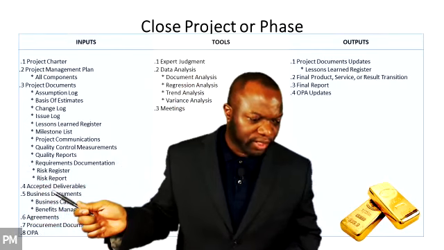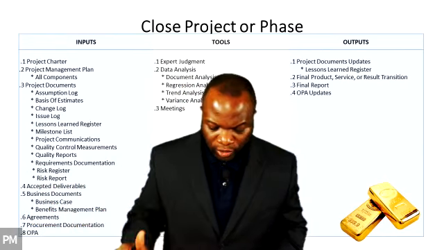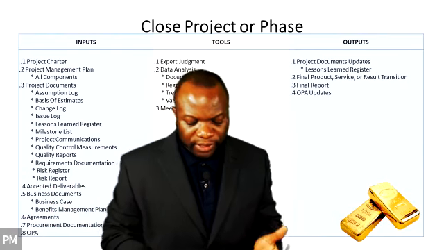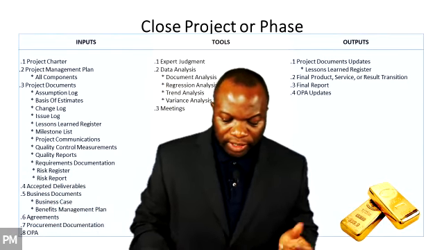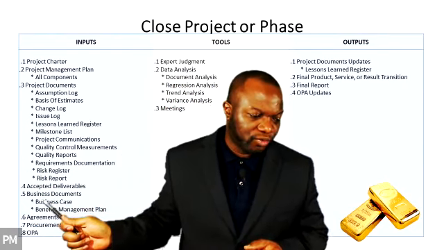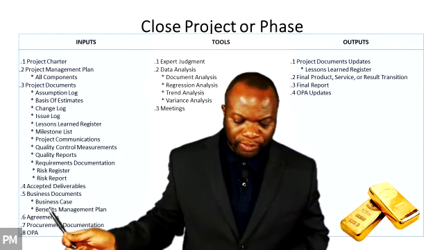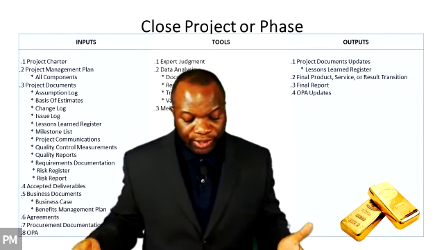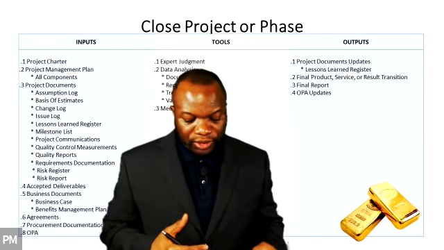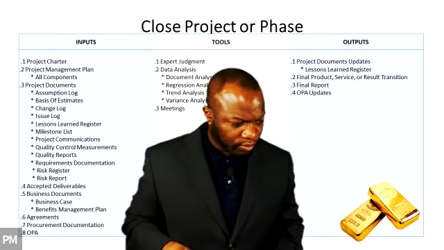Okay, what else do we have? Business documents, we've talked about this. The business case and the benefits management plan. If you go to page 125, it says the business case documents the business need and the cost benefit analysis that justify the project. So at the end of the day, looking at the business case, can you justify the project or not? And then we have the benefits management plan that is going to help you see if you met the benefits or if they are still to come. You see, did you achieve the benefits or did you not?